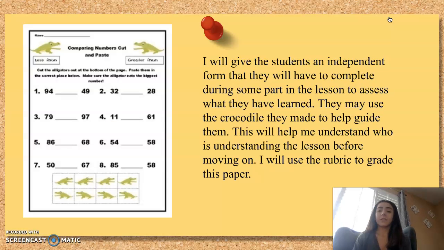I will give the students an independent form that they will have to complete during some part of the lesson to assess what they have learned. They may use the crocodile they made to help guide them. This will help me understand who is understanding the lesson before moving on. I will use the rubric to grade this paper.